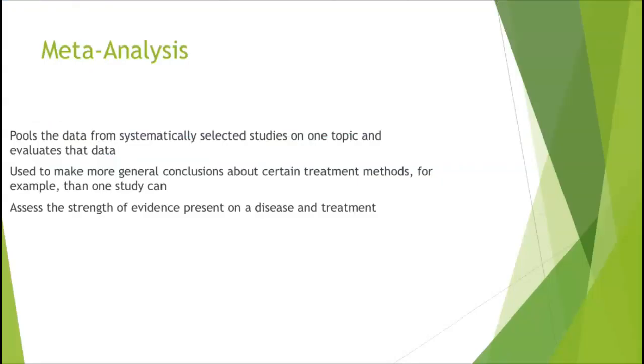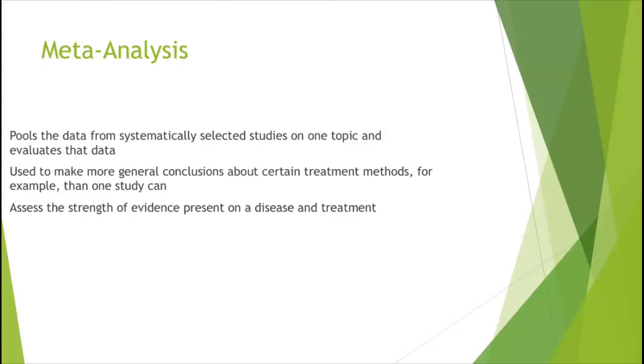Now, meta-analysis I already mentioned as being the second important genre here. What a meta-analysis does is it pools the data from systematically selected studies on one topic and evaluates that data. So it actually pools data together on a particular topic. Let's say a particular medication treatment for a particular cancer. One study might have had a very small sample, another study might have had some other flaws.